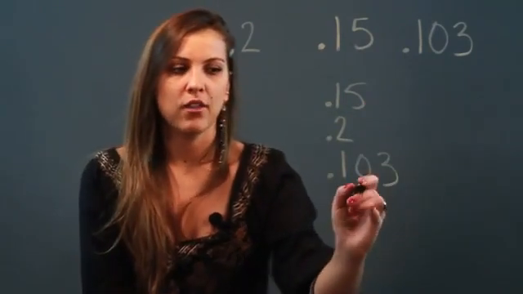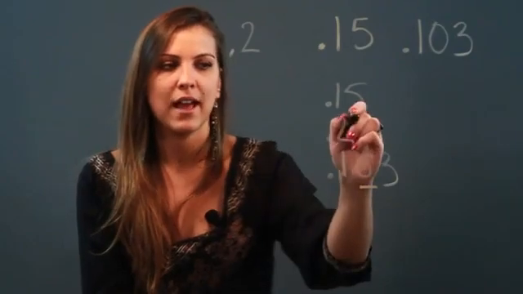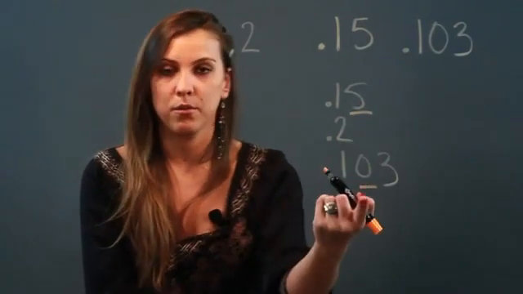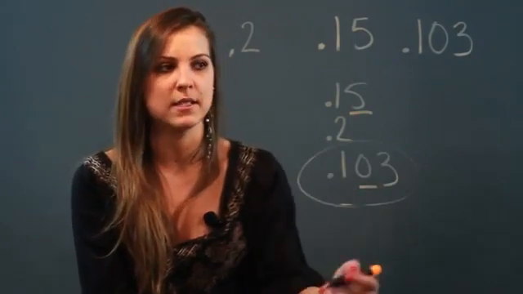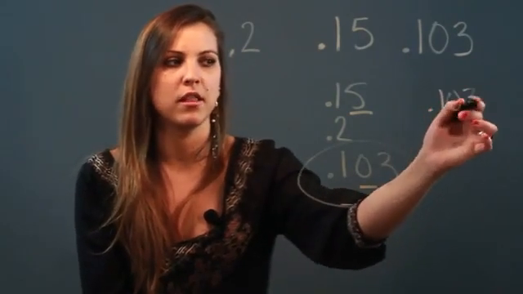So now I move on and I look at the hundredths digit. I have a 0 and I have a 5. Which one is smaller? Well, 0 is. So that means that 0.103 is my smallest decimal here. 0.103 is going to be the lowest one.